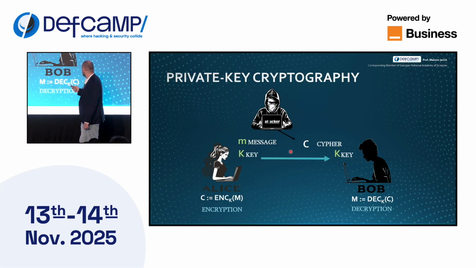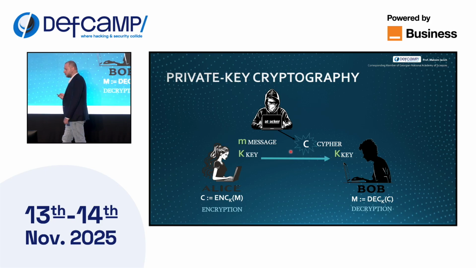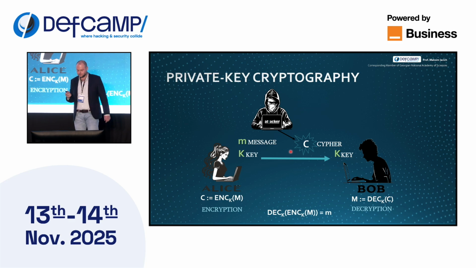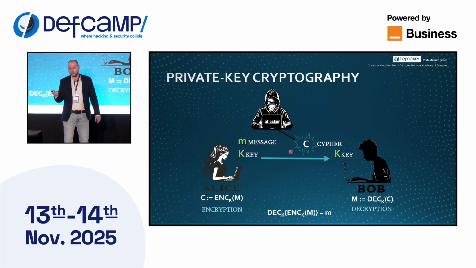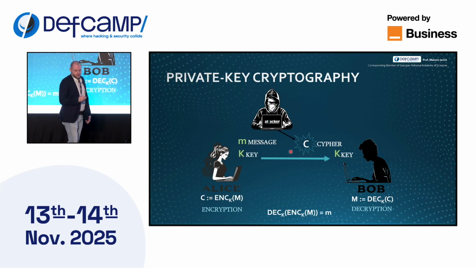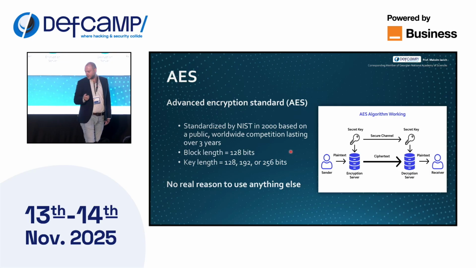When Bob gets the message, he wants to decrypt it, and he succeeds because he has the same key which Alice has, and he can decrypt the message. This is the idea of symmetric cryptography.